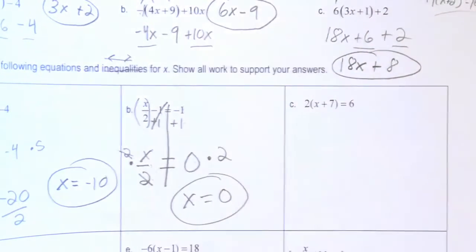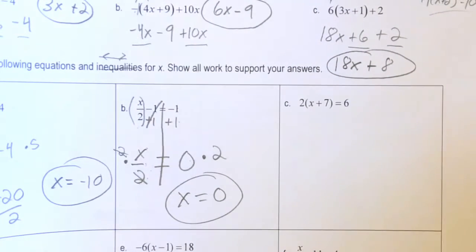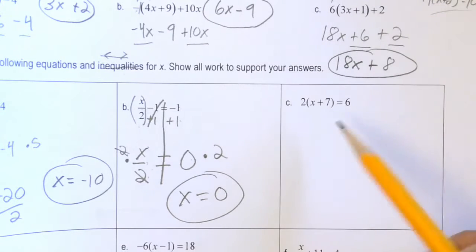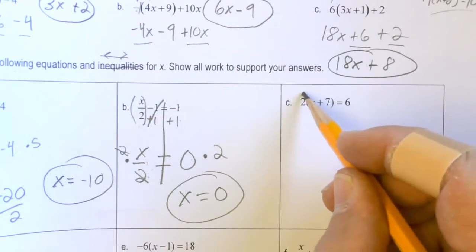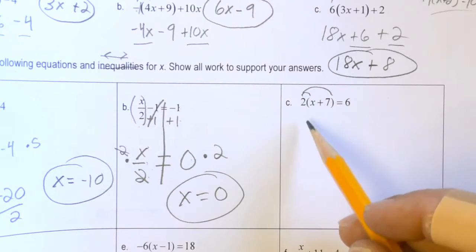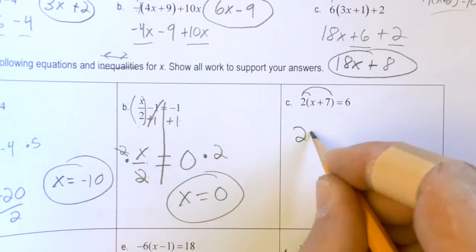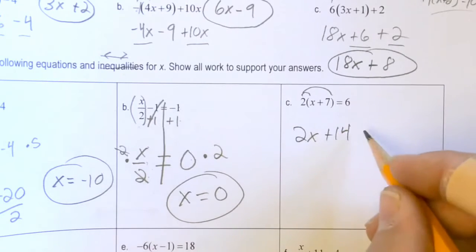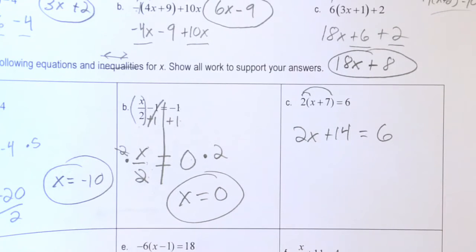All right, this is one of the most foundational equations right here in algebra. We have parentheses, so I know we're going to use our distributive property to simplify. Distributive property is always multiplication. 2 times x is 2x. 2 times 7 is +14. I'm going to put equals 6. That did not change. The parentheses are gone.